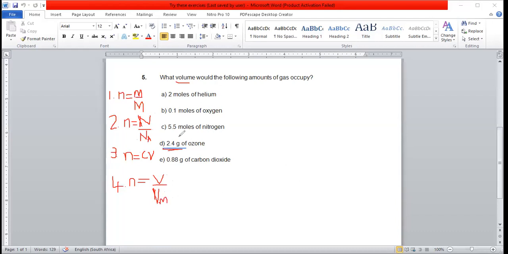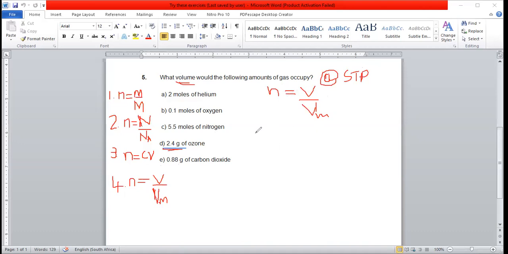For this question, we need the volume. So to get the volume, I'm going to need to use the last one, which is number of moles is equal to volume over molar volume. We're going to assume this is at STP. I'll add that clause there.